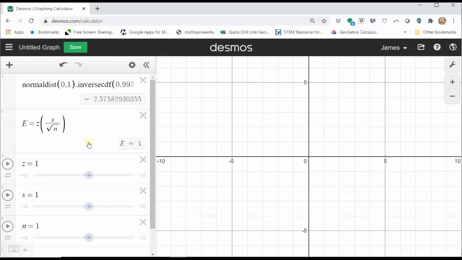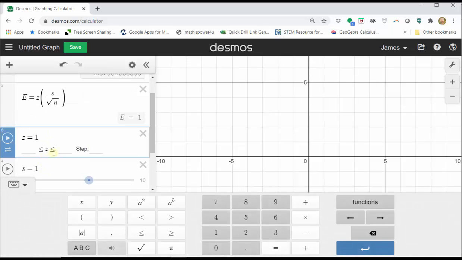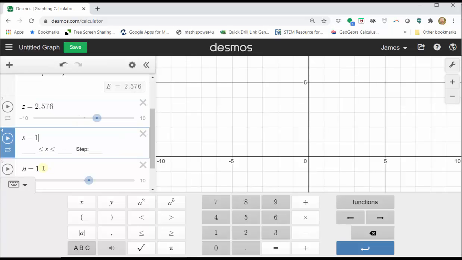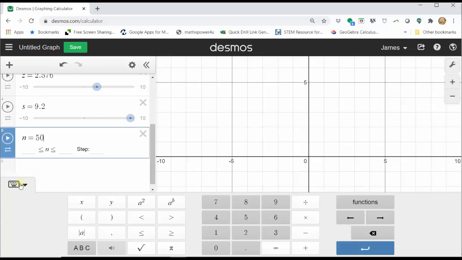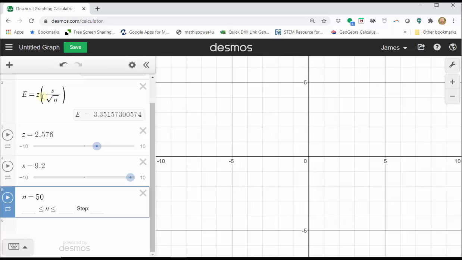Notice we have an option to add sliders for z, s, and n. Click all. And now we enter the z-score, the standard deviation, and the sample size. The z-score is 2.576. The standard deviation is 9.2. And the sample size is 50. Let's close the Desmos keypad and notice how the error to 2 decimal places is 3.35.